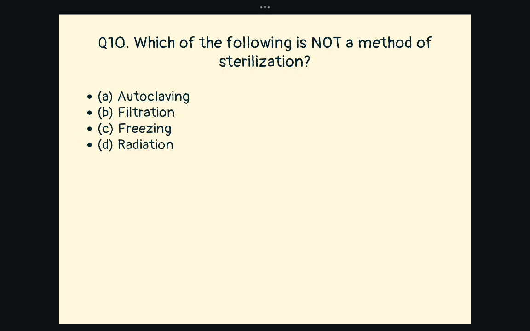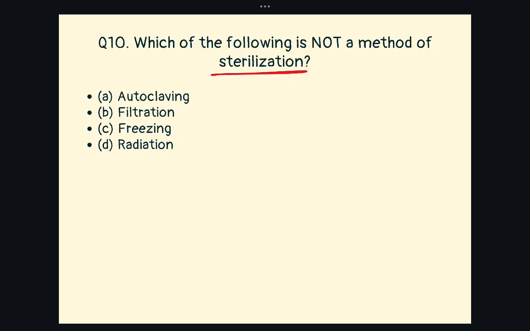Next question. Which of the following is not a method of sterilization? Now, autoclaving. First of all, what is sterilization? Sterilization is the complete removal or killing of all forms of microorganisms, including spores. Now, if we talk about autoclaving, there all the microorganisms are removed, killed. Autoclaving uses the principle of heat and pressure, where you generally keep the things at 120 degrees Celsius and around 15 psi for 15 minutes.